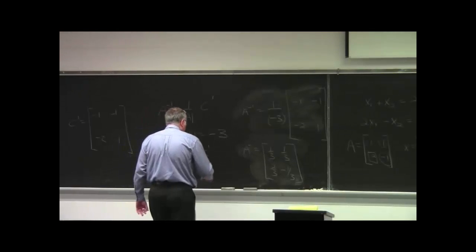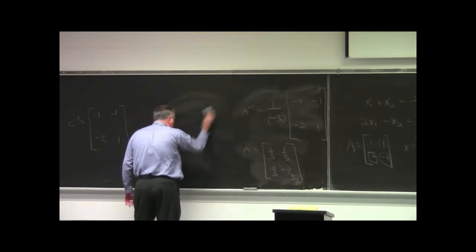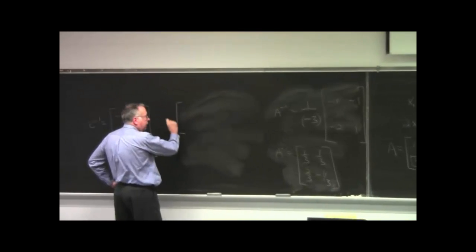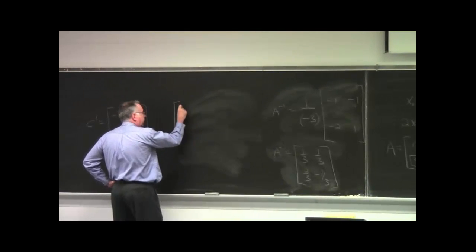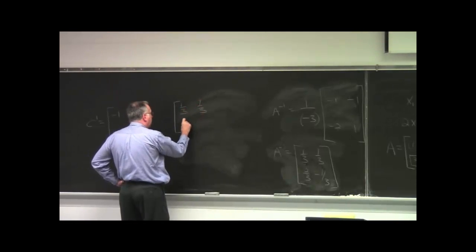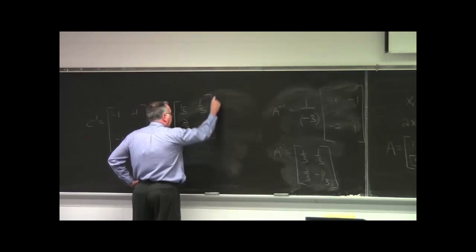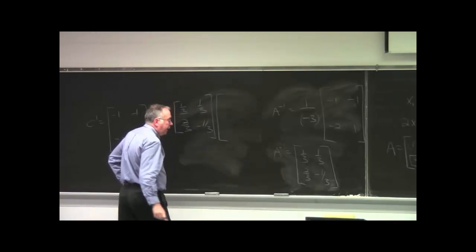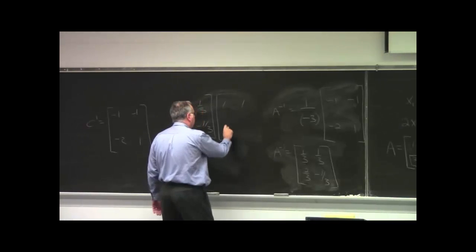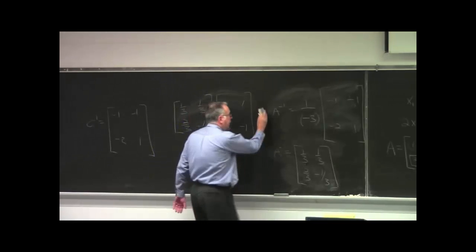Let's just make sure that works. Who knows? Maybe I made a mistake. So let's just check. Let's multiply. You could do it either way. A inverse times A, let's do it that way. So it's 1/3, 1/3, 2/3, minus 1/3 times A. I haven't erased our A matrix yet, have I? No. It's 1, 1, 2, minus 1. If we do this multiplication, we should get the identity.